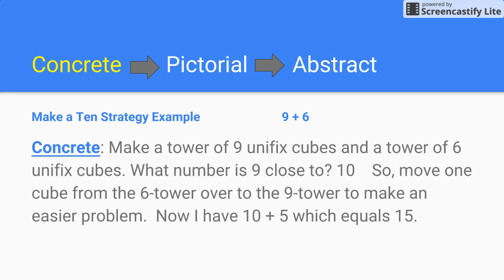But we might say, what number is 9 close to? Some of us call those friendly numbers. And hopefully somebody's going to say 10. So I might ask, how can I make my 9 turn into a 10? I could move one from the 6 tower over to the 9 tower. That's going to make that an easier problem for me because now I know I have 10 and I have 5 in the other tower, and I learned in kindergarten that 10 and 5 make 15, which is one of my teen numbers.